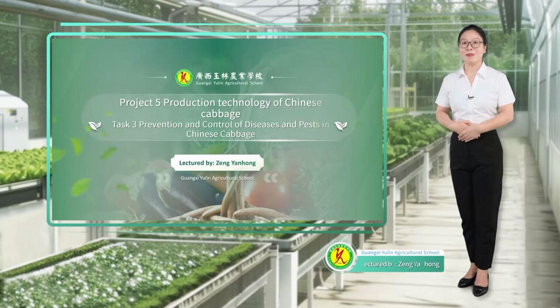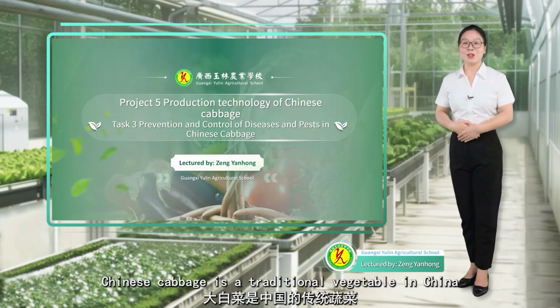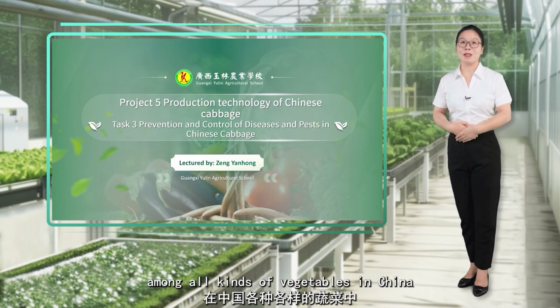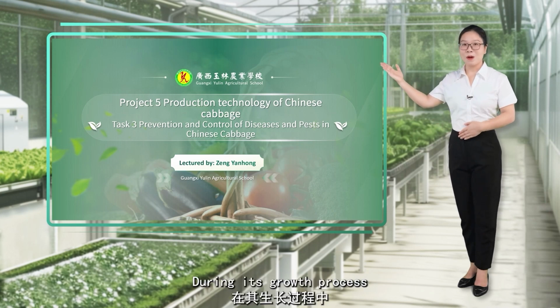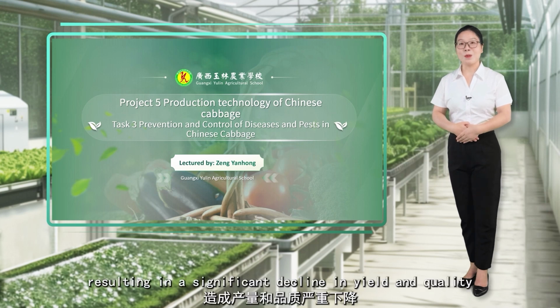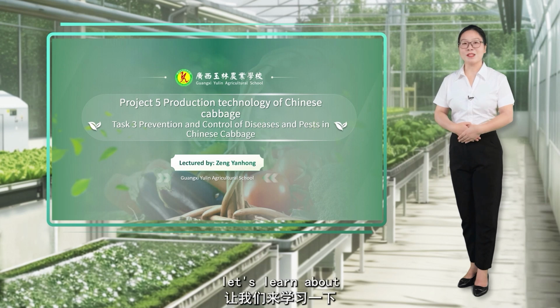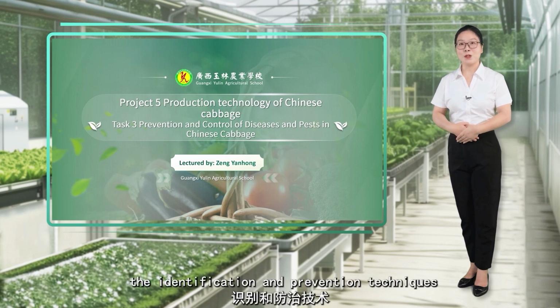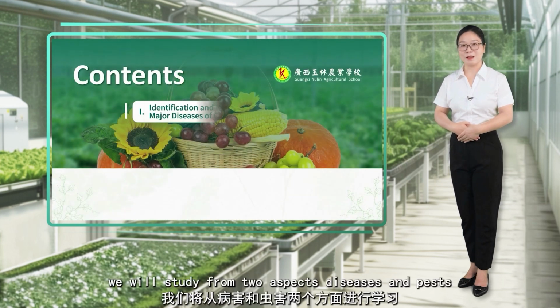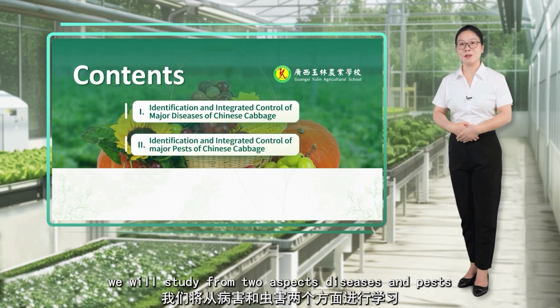Hello, everyone. Chinese cabbage is a traditional vegetable in China. Its cultivation area and consumption volume rank first among all kinds of vegetables in China. During its growth process, it can be infected by various diseases and pests, resulting in a significant decline in yield and quality. Next, let's learn about the identification and prevention techniques of Chinese cabbage diseases and pests to reduce their harm. We will study from two aspects: diseases and pests.